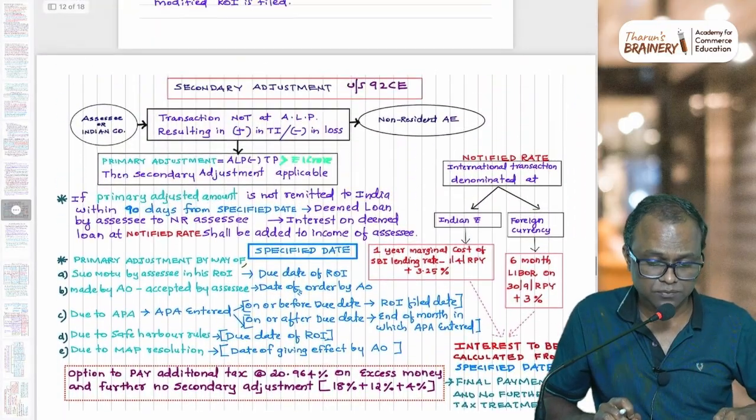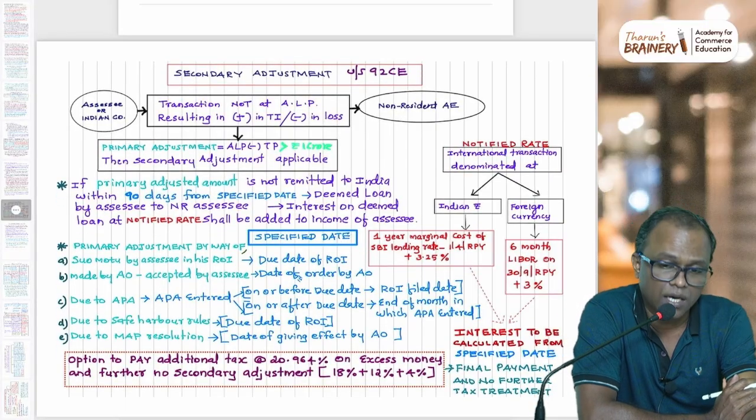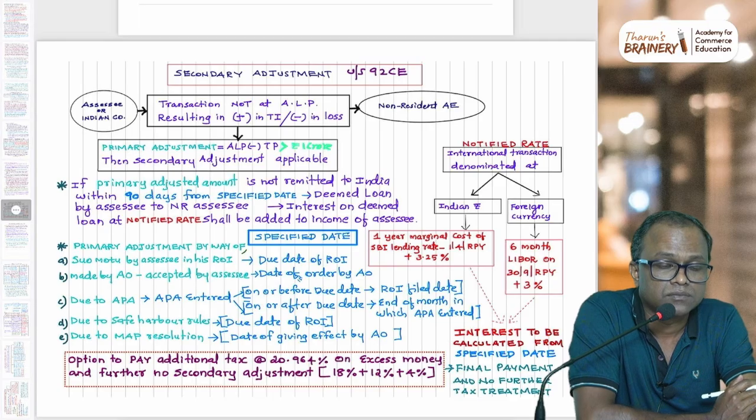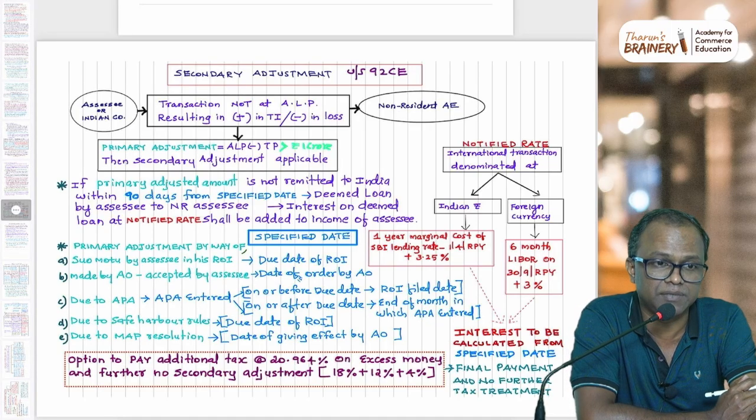Either we are repatriating the money, or we are not repatriating the money and paying additional tax. But if after 2 years, should the interest amount also be repatriated? Should additional tax be paid on the interest amount? No. Additional tax is not applicable on interest. Additional tax is applicable only on the excess money. Excess money means the money involved in the primary adjustment.